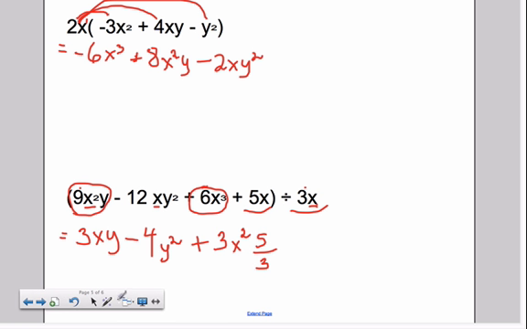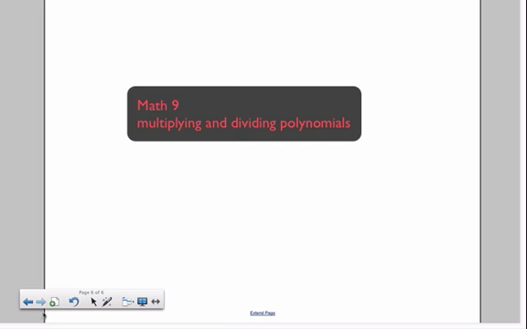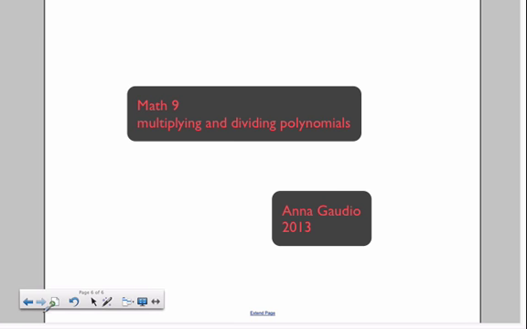Okay, and this is what we're left with. Of course, if you ended up with similar terms, then you would have to simplify. But in this case, we don't have any other xy's, we don't have any other y squareds, we only have this 3x squared, and we only have one kind of number. And that's all there is to it.